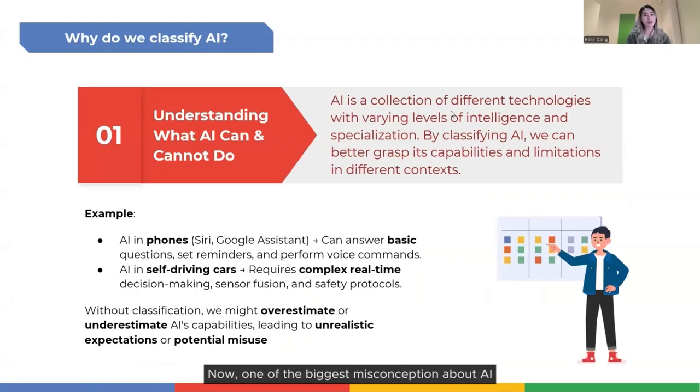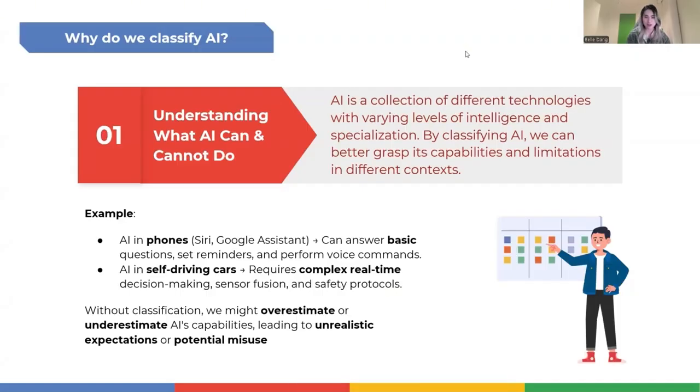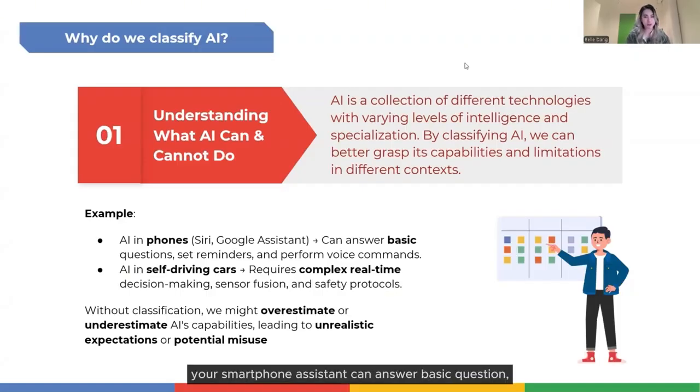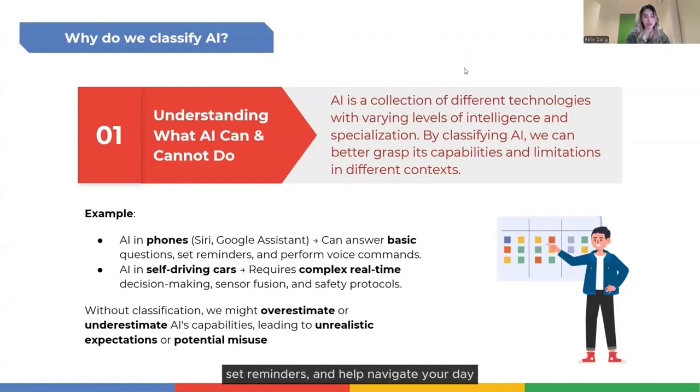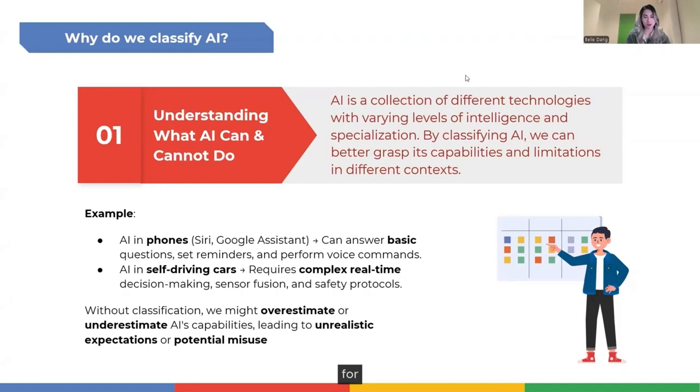Now, one of the biggest misconceptions about AI is that it can do everything, but that's not true. By classifying AI, we can better understand its strengths and limitations. AI is really a collection of different technologies, each designed with a particular level of intelligence and specialization. For example, your smartphone assistant can answer basic questions, set reminders, and help navigate your day, but it doesn't think independently. You have to tell it when to set the reminder.